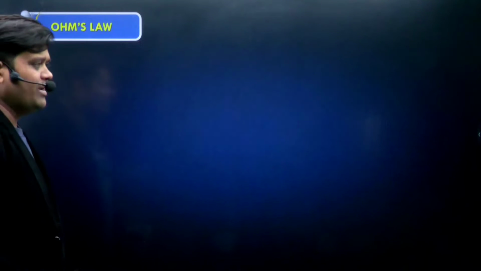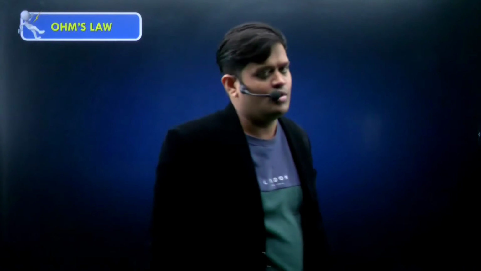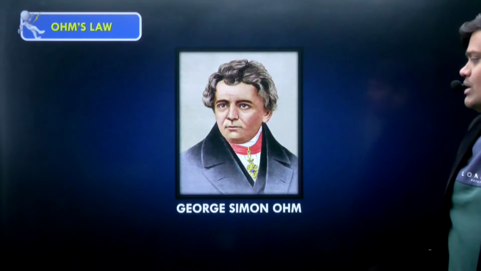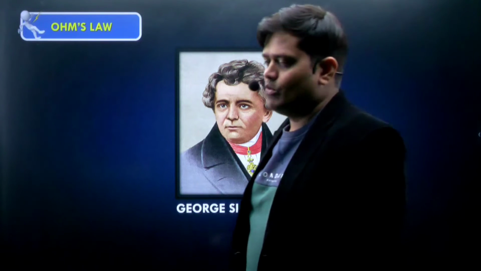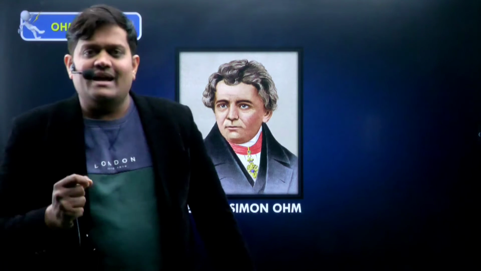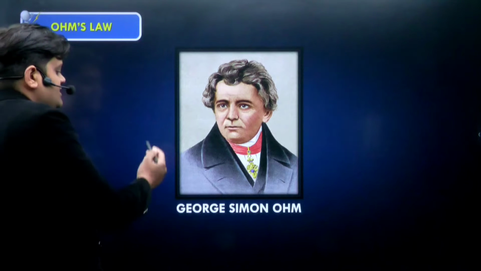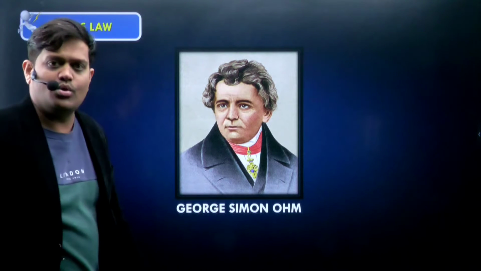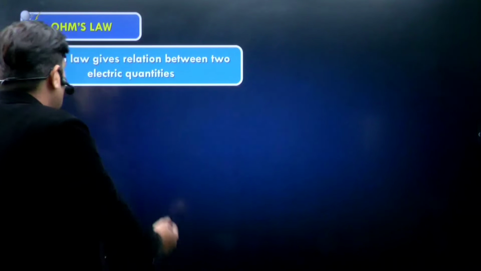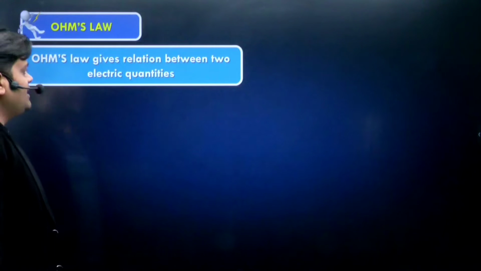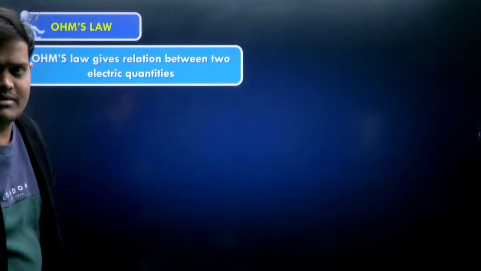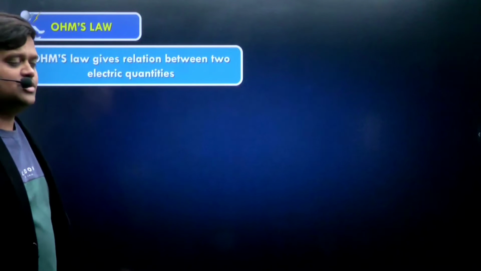Understand what I am saying to you: Ohm's law gives the relation between two physical quantities. Which quantities? Current and potential difference. The scientist who gave this is George Simon Ohm. So this gives the relation between two electric quantities: electric current and potential difference.